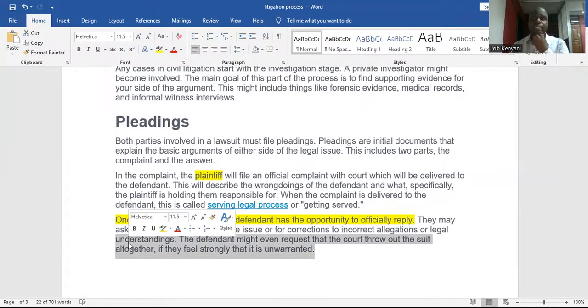So in this case, the plaintiff presents the petition. The complaint is presented to the defendant. They then answer back by presenting the answers.